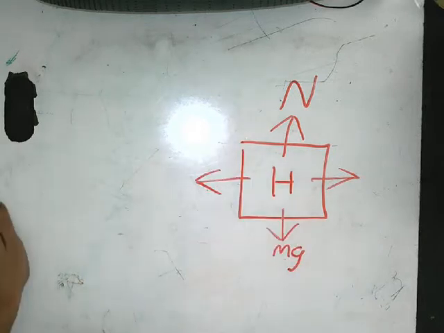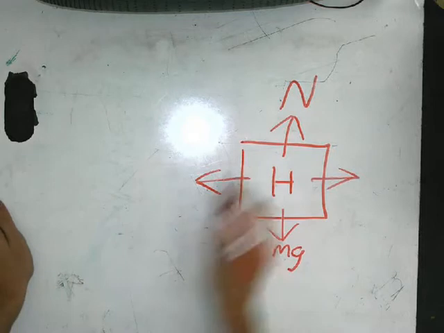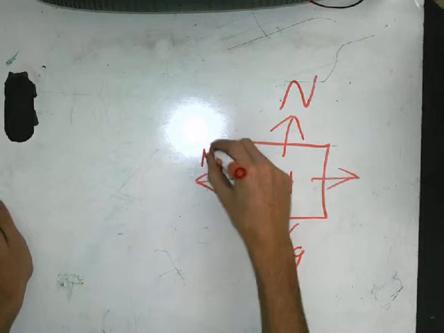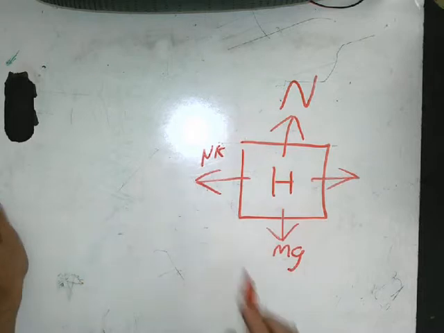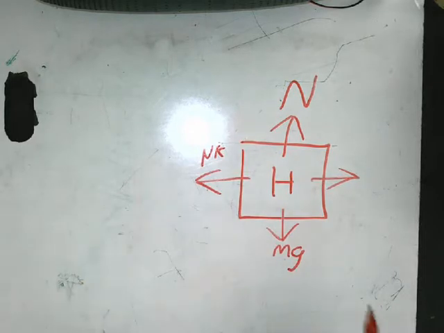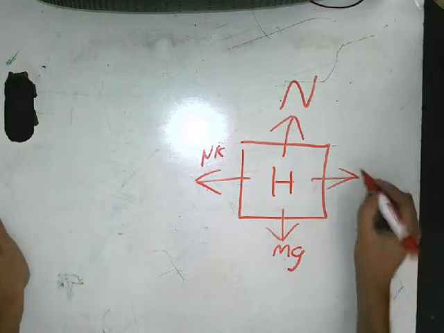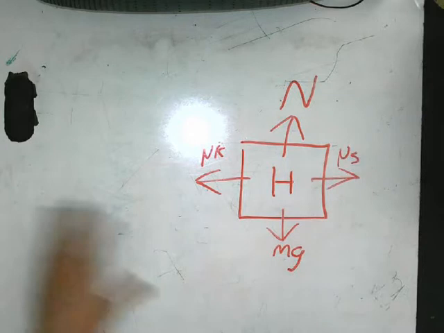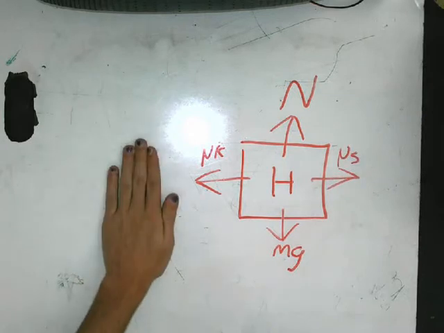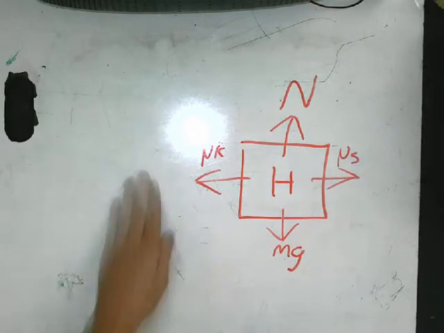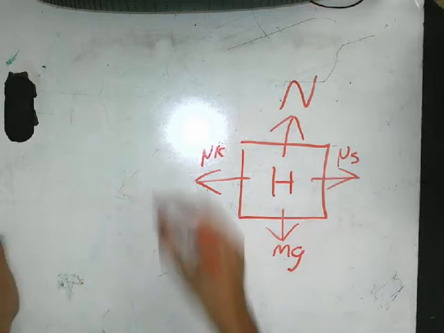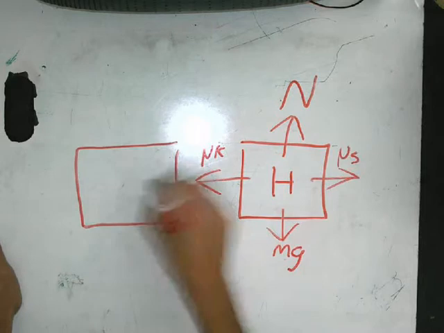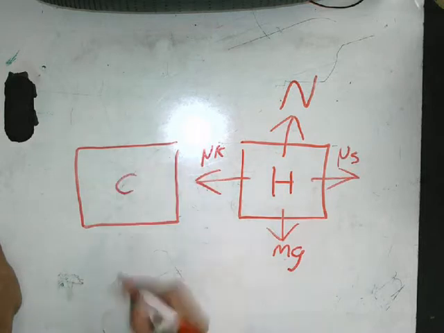For this, it'd be friction. So we'd go with mu k pulling back, because it's the kinetic friction pulling back. But what's actually pulling it forward is the mu s, the static friction. It's the static friction of the hoof being placed on the ground and pulling it forward when it walks. So then let's draw the cart, and that will be a C.